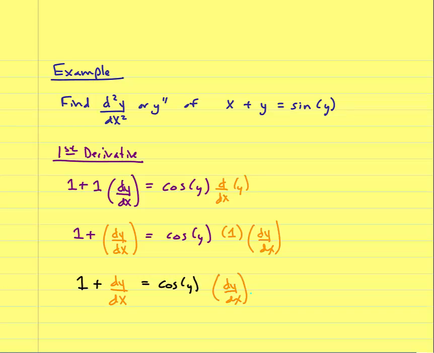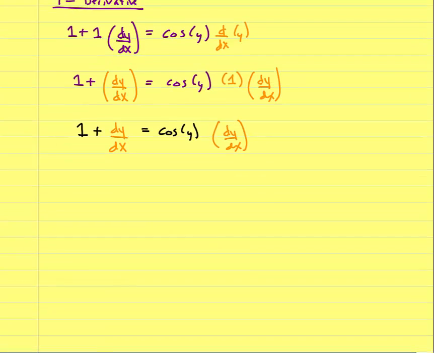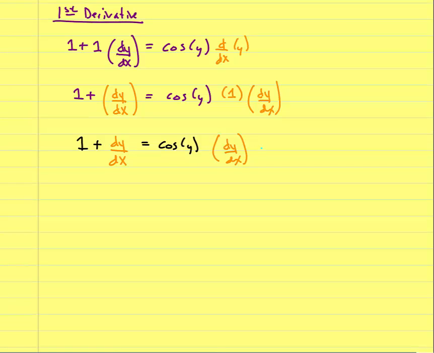If I want to solve for dy/dx, I need to move everything over to the left. I like the variable that I'm trying to solve for on the left to make things easy. So I'm going to subtract cosine y dy/dx from both sides, and I'm going to subtract 1 from both sides as well.